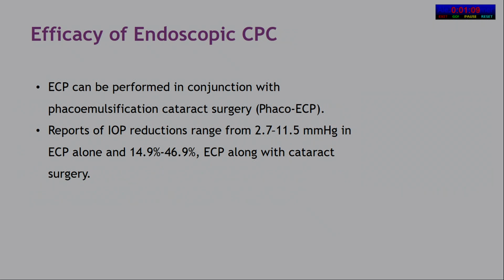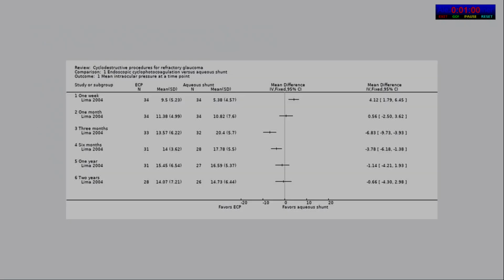The reports of IOP reduction range from 2 to even up to 10 millimeters of mercury with ECP alone, and much higher when cataract surgery is combined with the ECP. This is actually a meta-analysis, a paper which looked at the differences between the aquashunt and the ECP. And if we look at this particular paper, it really showed that between ECP and the aquashunt, there's not really too much of a difference. Provided, of course, you have the device and you're combining it with the cataract surgery, and of course, you have the luxury of having a retinal surgeon who can actually handle the probe.